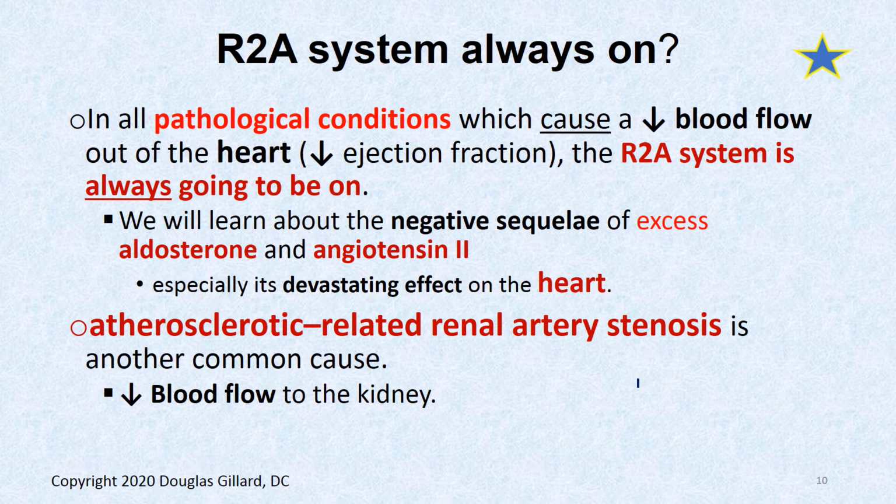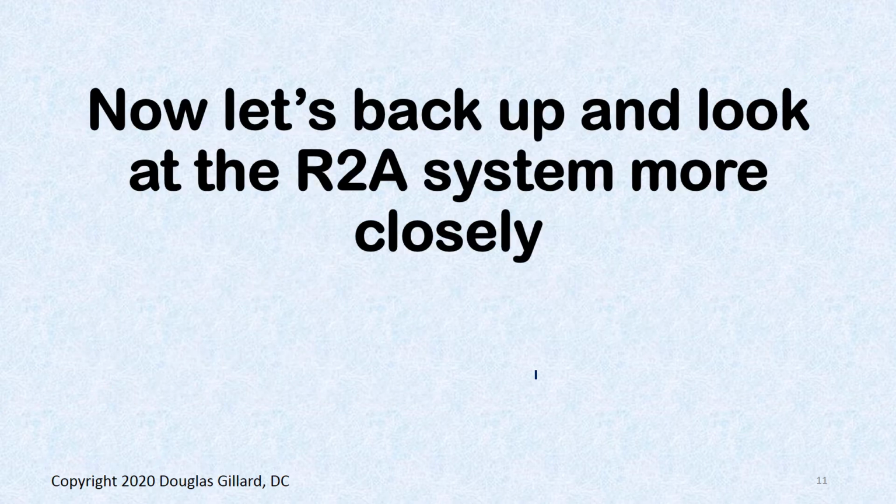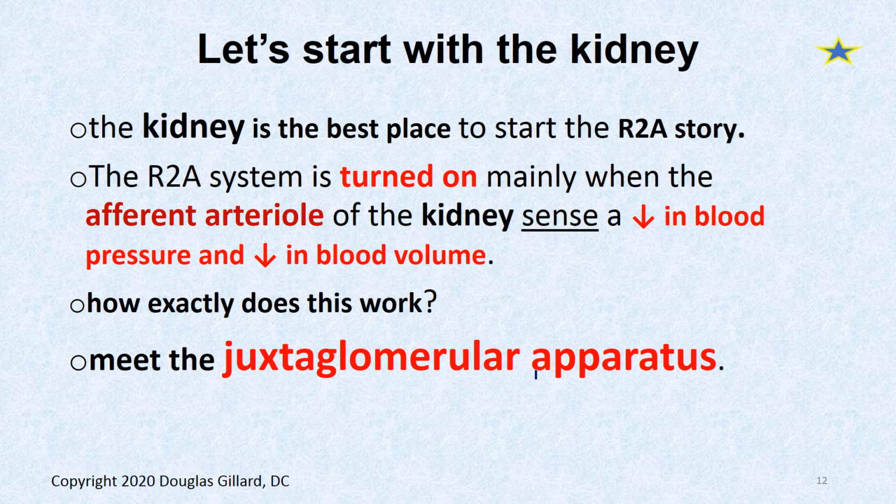Atherosclerosis is another thing that can turn on the R2A system besides a failing heart. What if you have atherosclerosis really bad and it's affected your renal arteries to the point your kidneys aren't getting enough blood flow? Well, if the kidneys aren't getting enough blood flow, that's going to set off the R2A system, which we're going to talk about that mechanism in a second. Those patients, if you don't get that kidney fixed, which sometimes you can't, the R2A system will always be on.